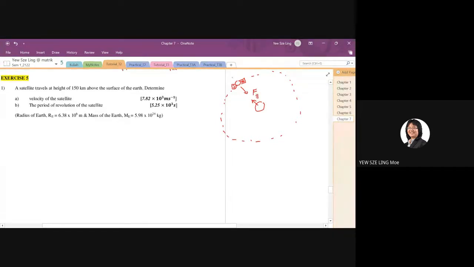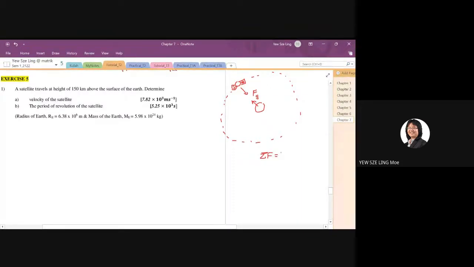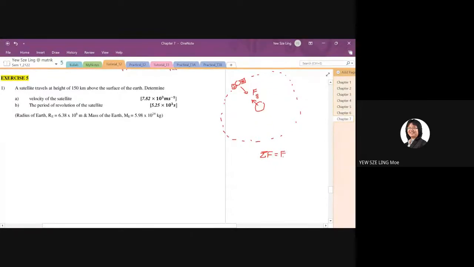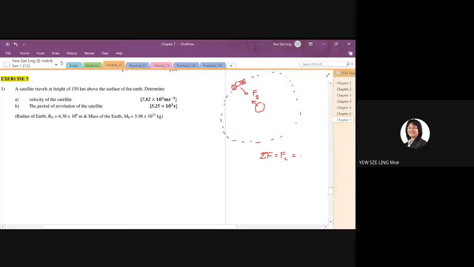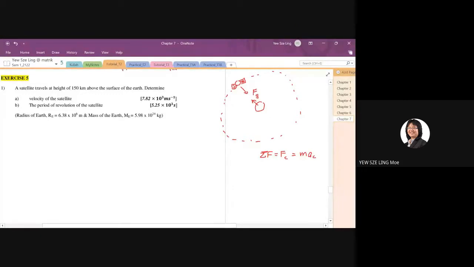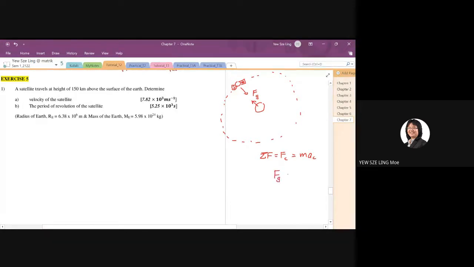So if you look at this diagram, the satellite is moving in a circular motion. Which means we can apply Newton's second law. Summation F equals Fc, which equals your mac. From here, we can expand the equation. The force that is causing my object to move in a circular motion, obviously, is the gravitational pull between these two objects. Therefore, Fg is equal to mv squared over r.